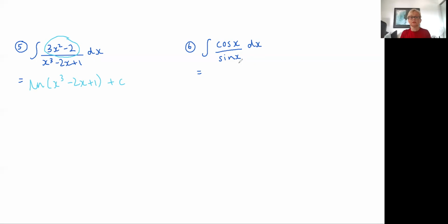This next one, cos on sine, by the way, is often known as cot, but I've deliberately written it as cos on sine here. Cos is the derivative of sine. So this is just the natural log of sine of x, which is kind of cool. So whenever you have your derivative in the numerator and your function in the denominator, you're going to get this sort of scenario happening.